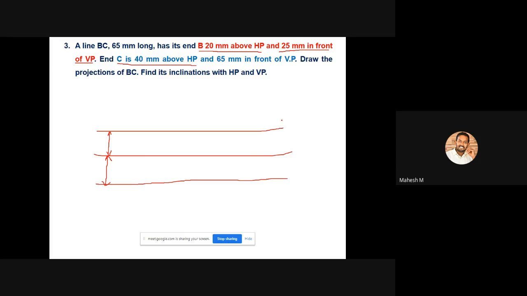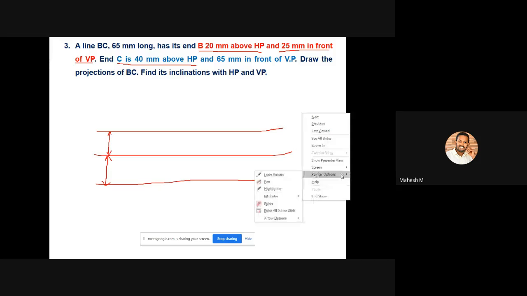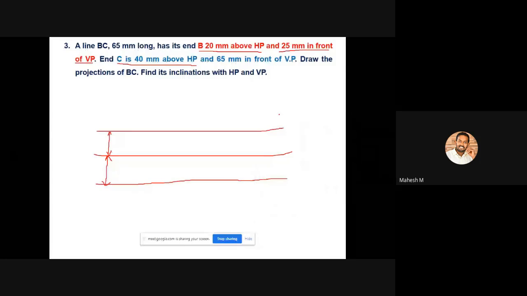So you can name it as locus of A dash. So you can name it as locus of B dash. So you should mention it as locus of B dash. So don't mention it like this.